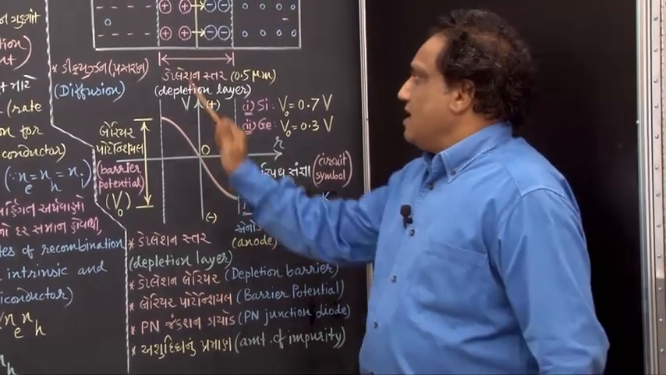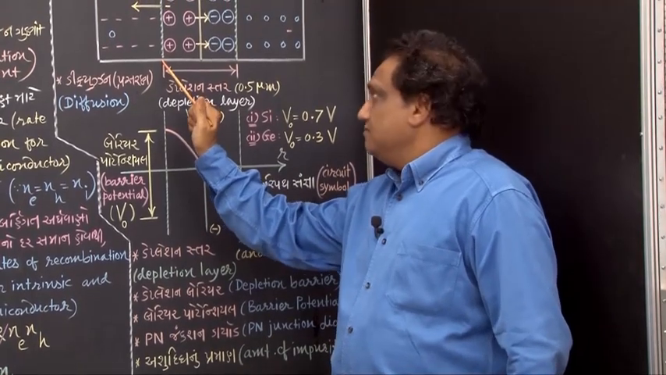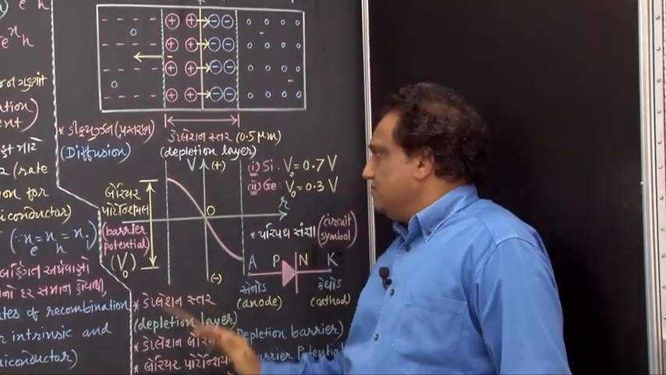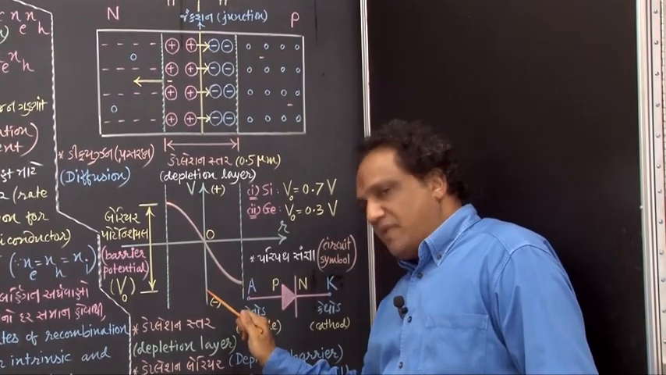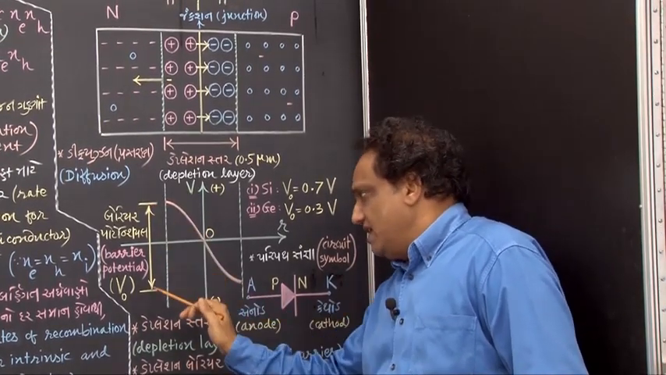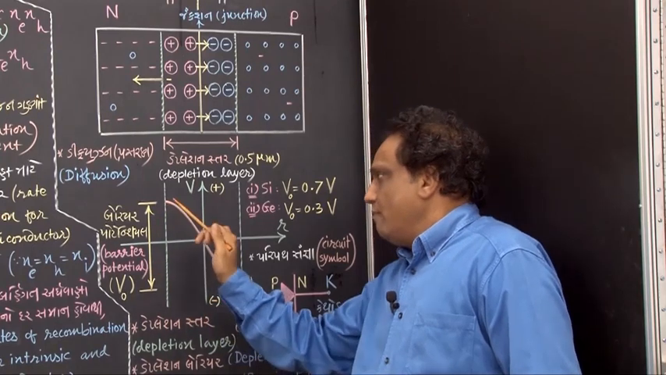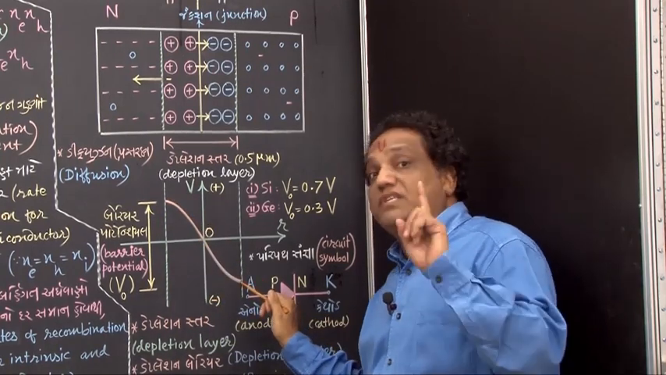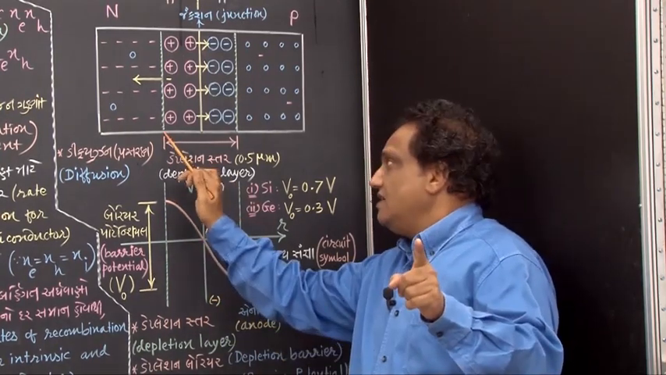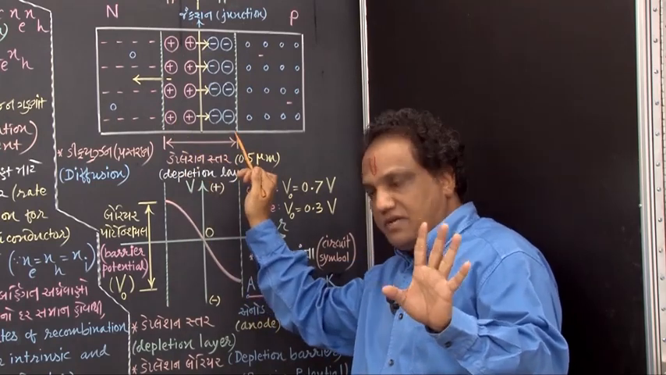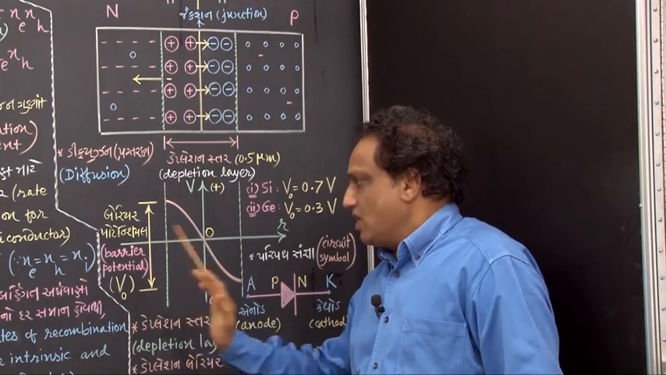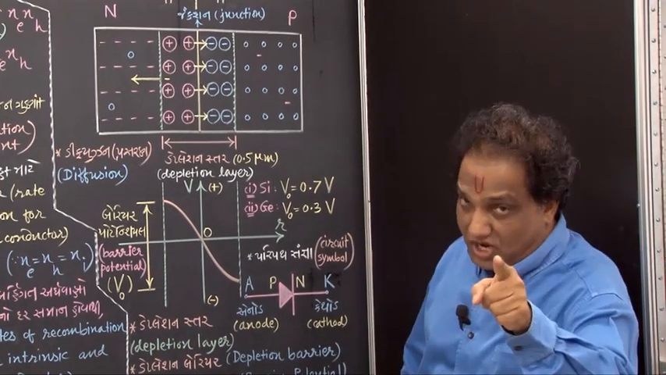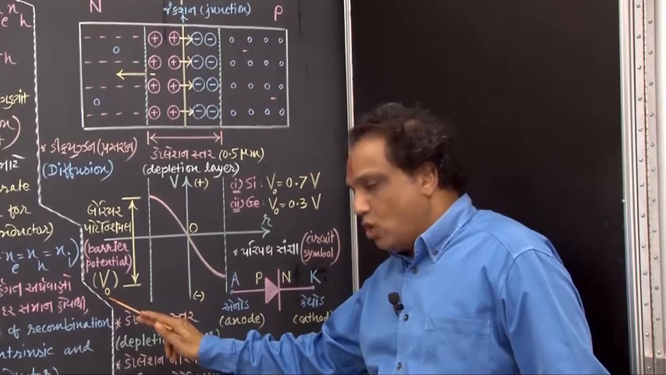Here is the maximum positive potential, and here is the maximum negative potential. So this height gives you the maximum potential difference at the edges of this depletion layer, and that maximum potential difference itself is known as the barrier potential, shown by the symbol VO.